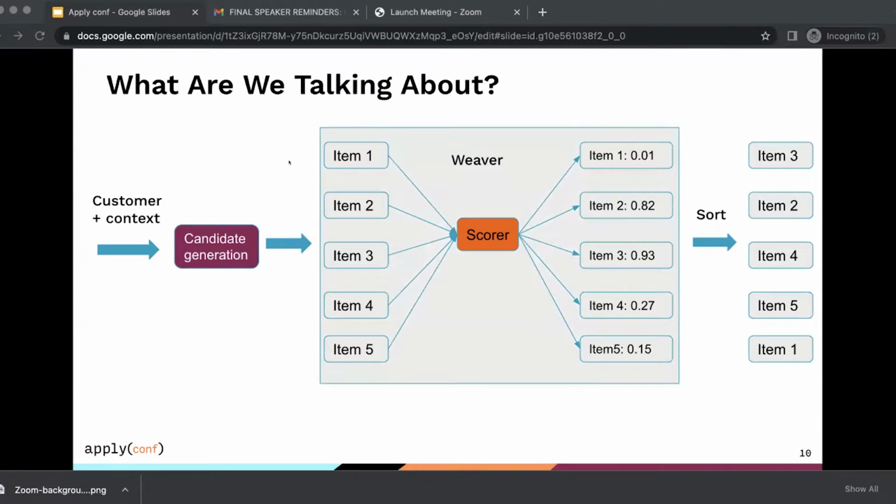In this presentation, we will particularly focus on the scoring part, which we internally call Weaver. How did we build it and what is our story around it?